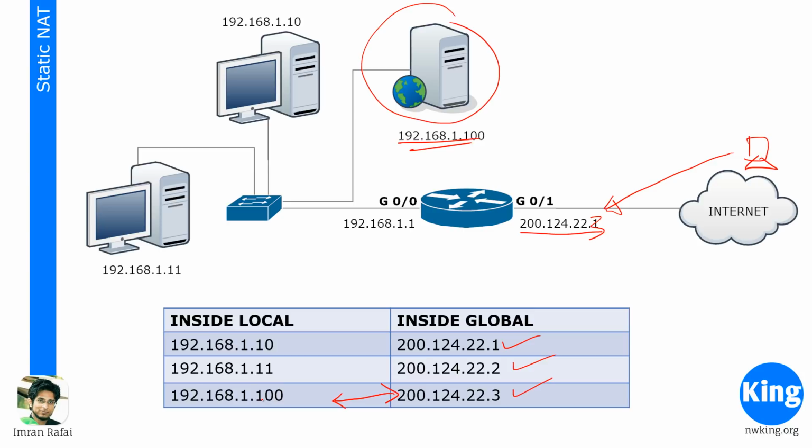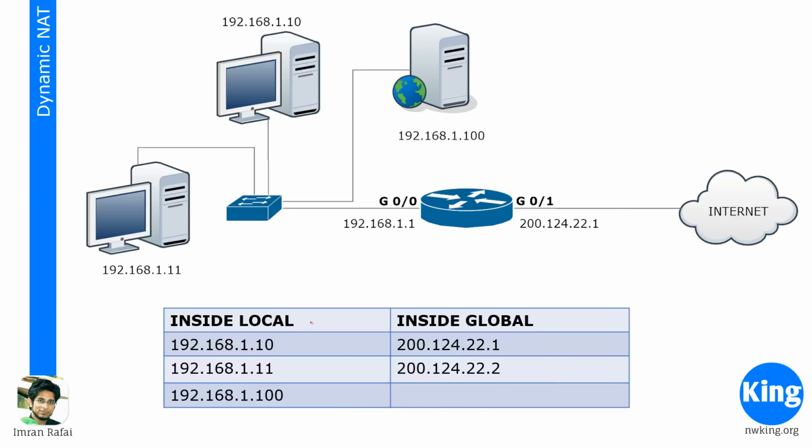So if this device 1.100 wants to go to the internet, it will go as 200.124.22.3. If there is any traffic coming into 22.3, it will automatically send that to .100, right? So this is bidirectional. From outside you can access inside using static NAT. But the downfall is you need to have 1:1. That means only one IP address can be mapped to one public IP address, right?